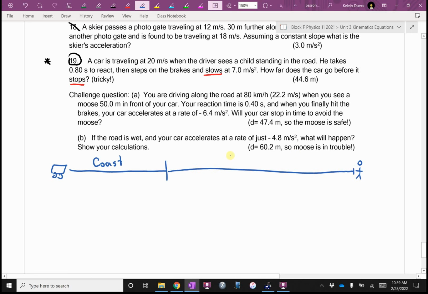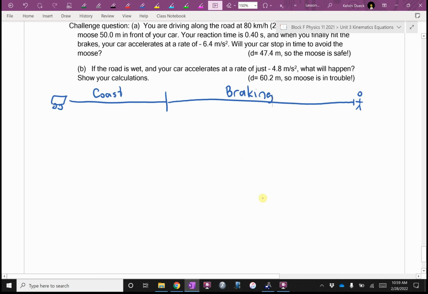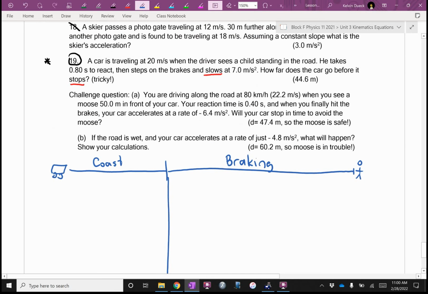Then, braking. And just like that, I've kind of divided my page into 2. I'll just extend the drawing. I'm going to read the question, and very carefully look for physics words and numbers, and I'm going to put them into either the coasting section or the braking section.